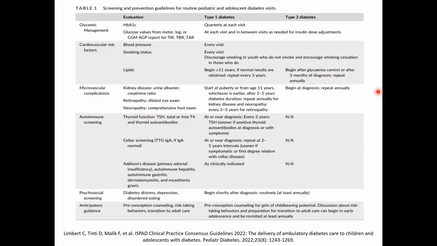In terms of anticipatory guidance for young girls of childbearing age, it's important to counsel them, provide preconception counseling, and advise them to make sure that their pregnancies are planned, because we know about the risks of complications for both the baby and the mother who has poorly controlled diabetes. And then, of course, discussion about risk-taking behaviors and preparation for transition to adult care should begin early in adolescence.